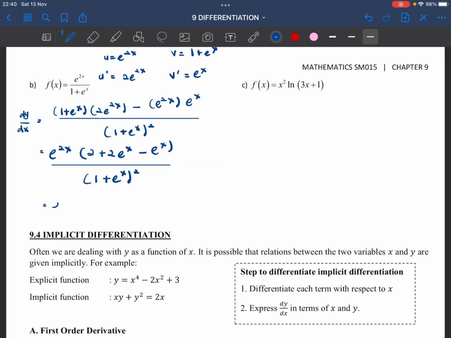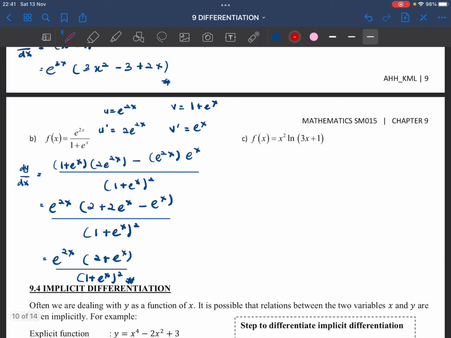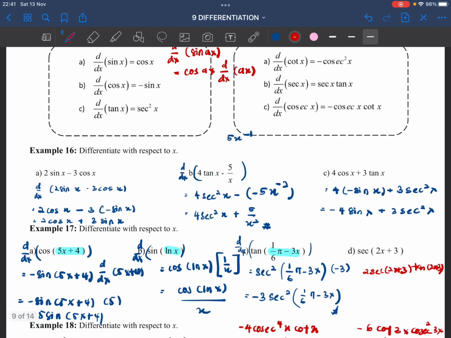So here we will have e^(2x)(2 plus e^x) over (1 plus e^x) square. So tak boleh buat apa-apa. So that's going to be your final answer. Alright, so here the last example, you can do it by yourself. Here the answer is x to ln(3x plus 1) plus 3x over 3x plus 1. Okay, so that is the final answer. Okay, so make sure you try all the question that I have left for you.